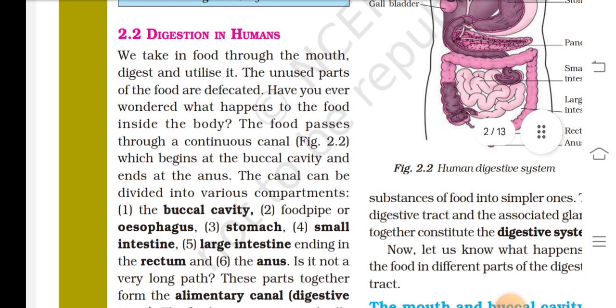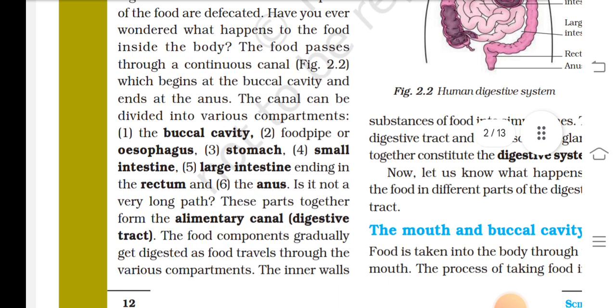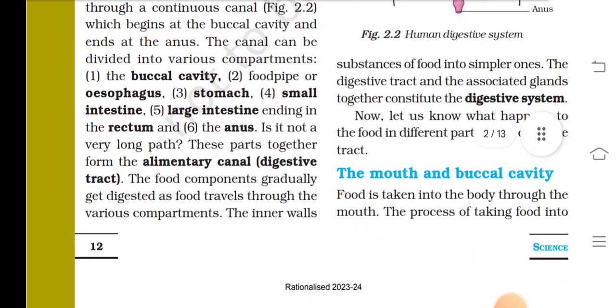Digestion in humans. We take in food through the mouth, digest it, and utilize it. The unused part of the food is defecated. Have you ever wondered what happens to the food inside the body? The food passes through a canal which begins at the buccal cavity and ends at the anus. The canal can be divided into various compartments: buccal cavity, food pipe or esophagus, stomach, small intestine, large intestine, ending in the rectum and the anus. It is one continuous path. These parts together form the alimentary canal or digestive tract.